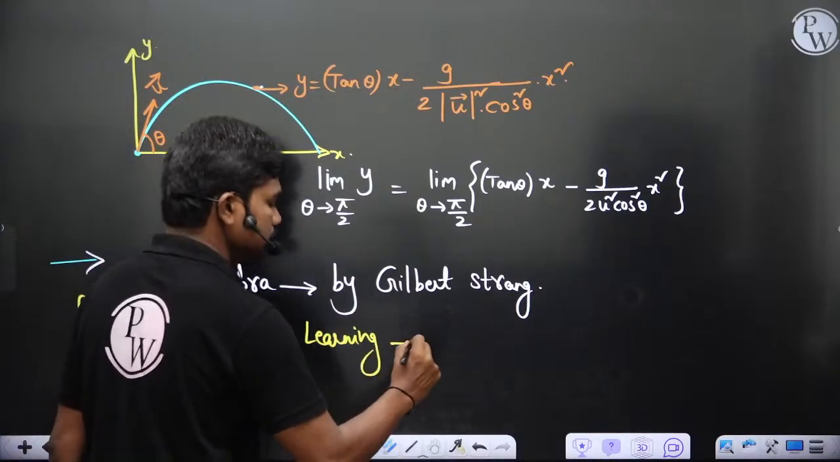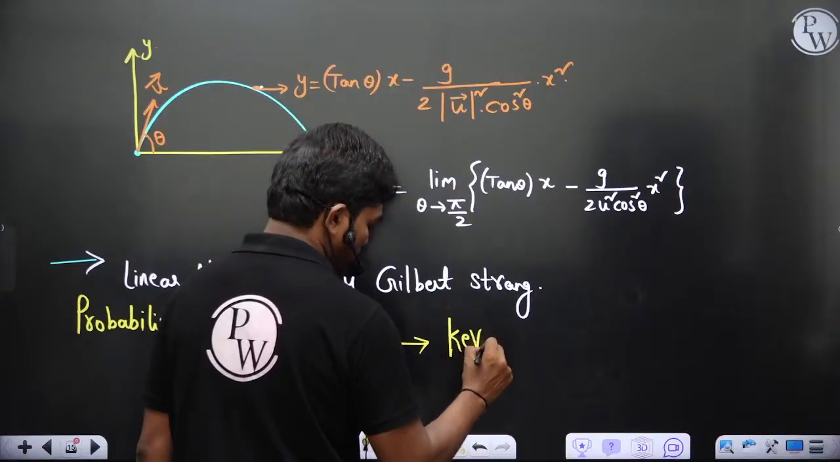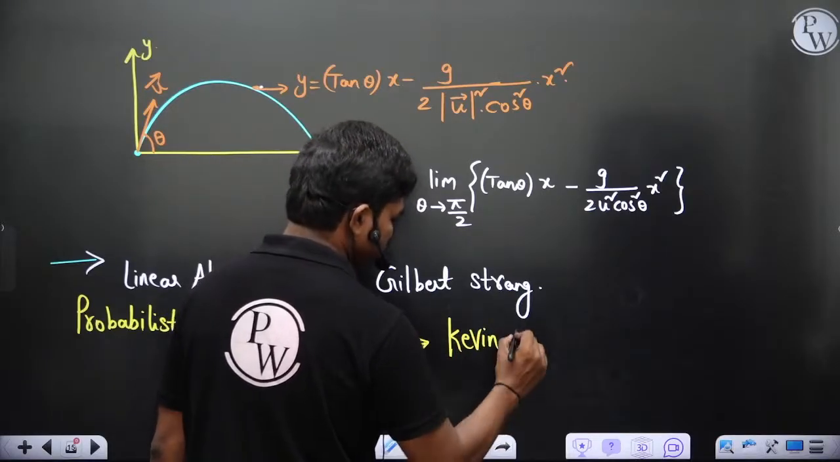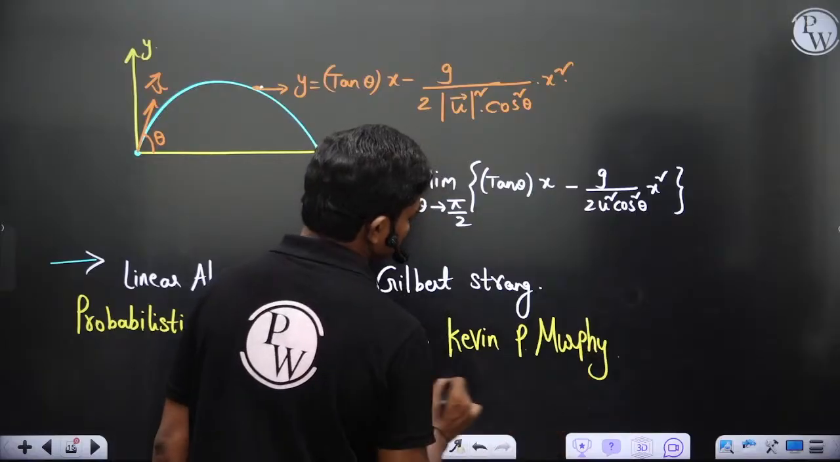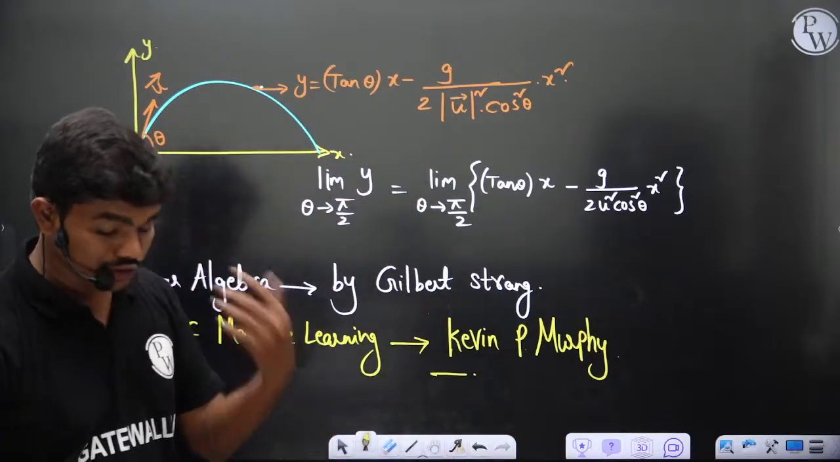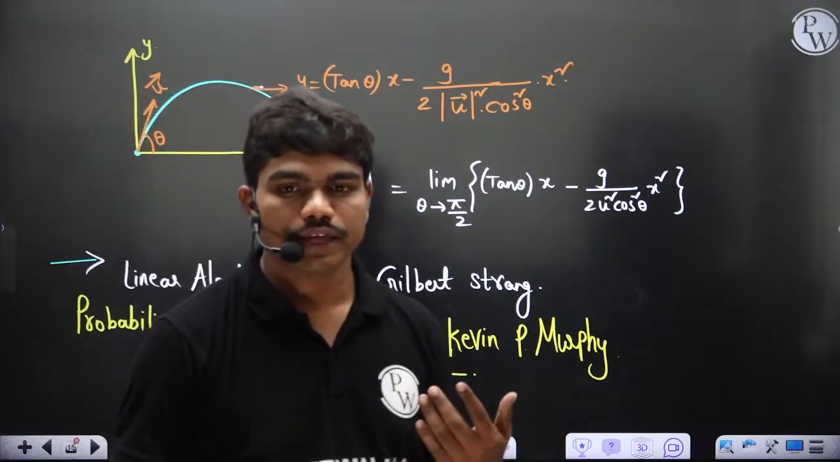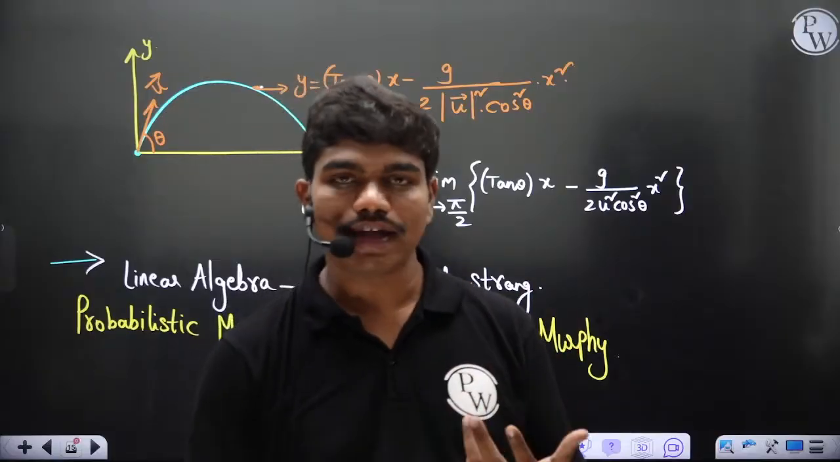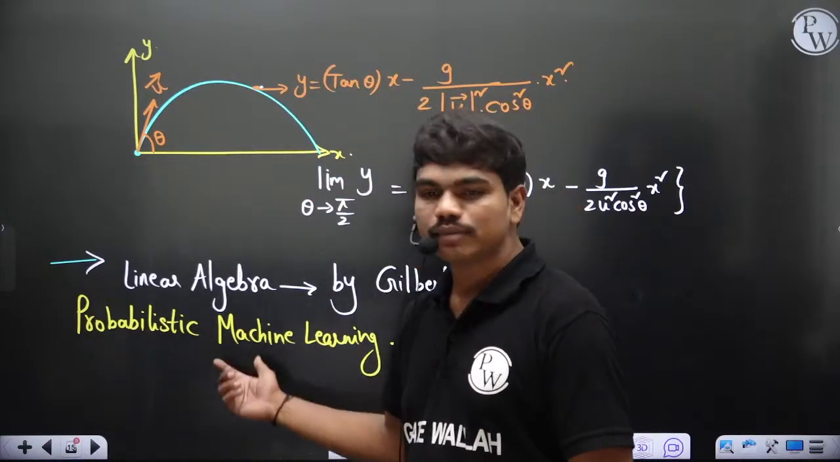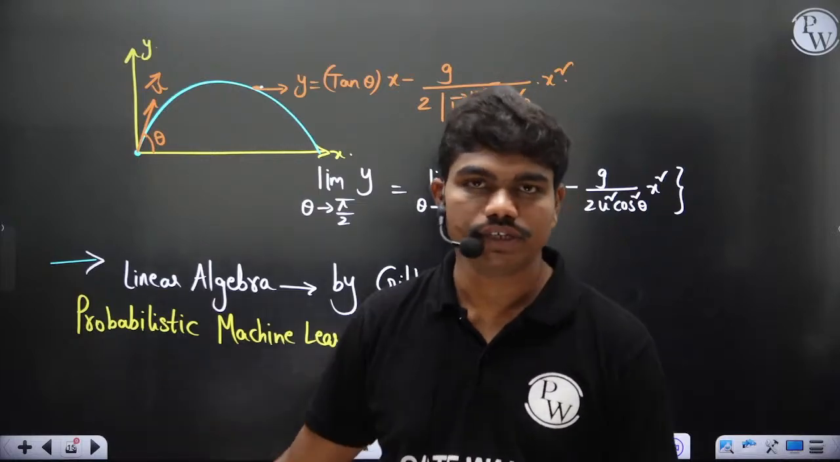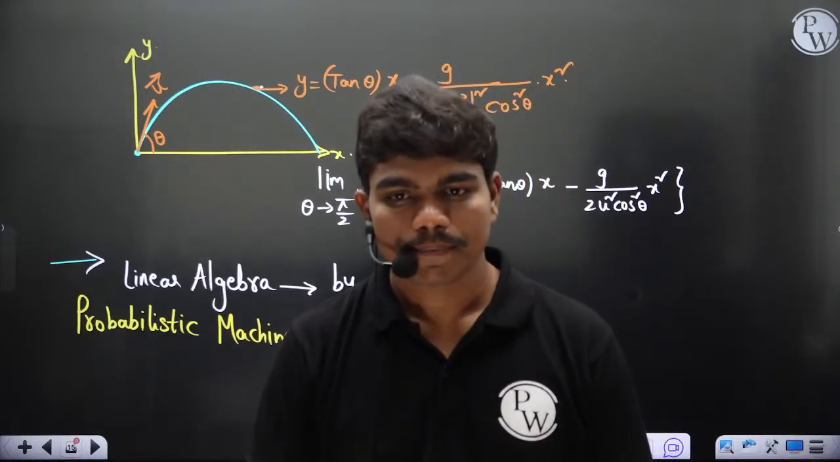You can visit Kevin P. Murphy. This is a very good book, of course. These are the two fantastic books. One gives a very good background about the mathematical needs that you have, and ultimately Probabilistic Machine Learning by Kevin P. Murphy is a fantastic book again. Okay.